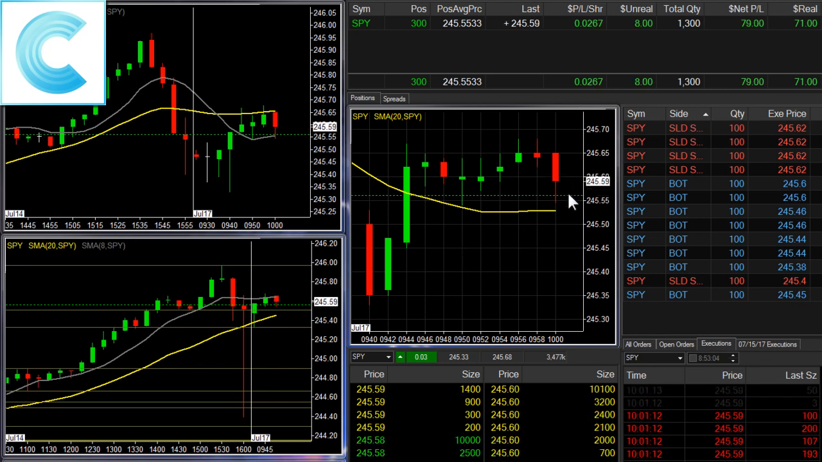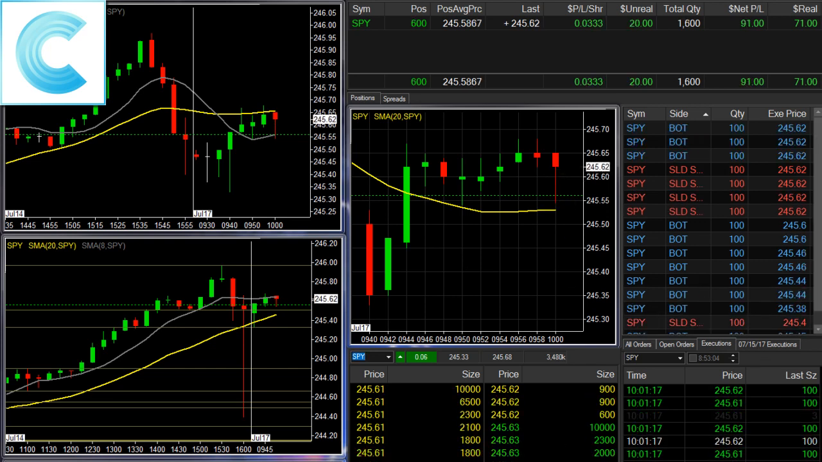Alrighty, so that looks pretty convincing. About half the bar has been taken out. I'm going to add 200 shares. Well, I guess I accidentally added 300 shares. And let's see what happens. This took place at the prior low of this area here. And of course, our ultimate target is going to be up in this range here at the 246 area.